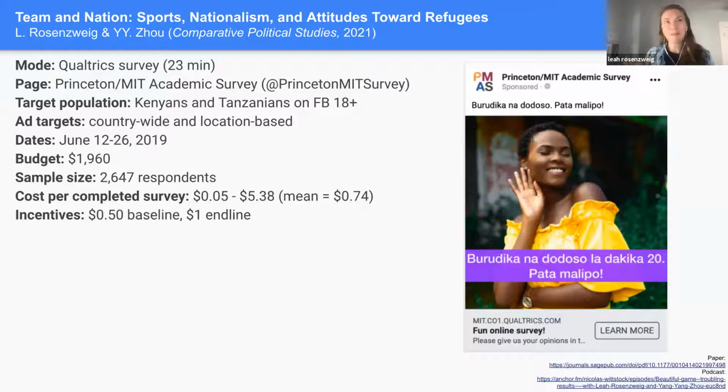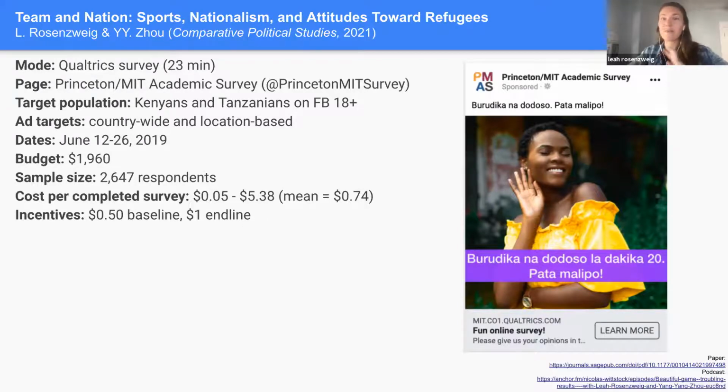And I can talk about more later, but this actually didn't work out as well as we had hoped, which is one of the challenges with Facebook ads. You can target very specific subgroups and locations of interest, but given the numbers of people that happen to be on the platform in those locations, it can, one, be quite expensive, and two, you can actually fail to get a significant number of people in these particular locations.